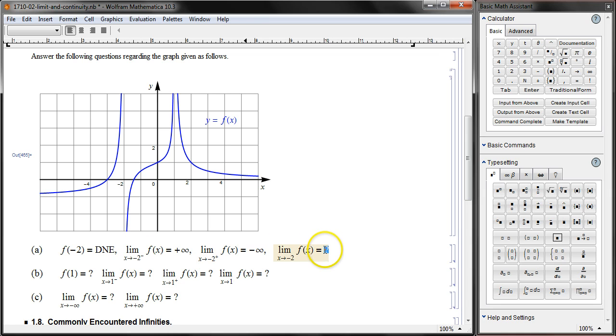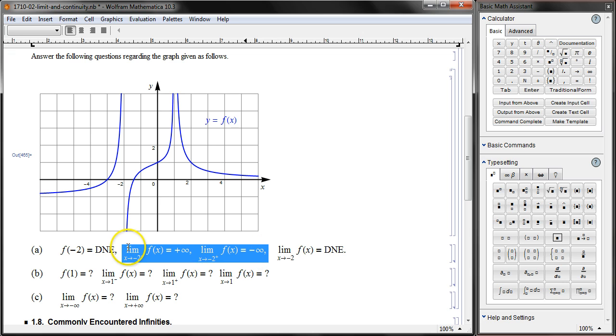Okay, finally, what's the limit without specifying the side? They're not the same. Left-hand side and right-hand side give you different values, so the limit does not exist. Getting some infinities may have been a bit of a challenge, but otherwise easy to understand.